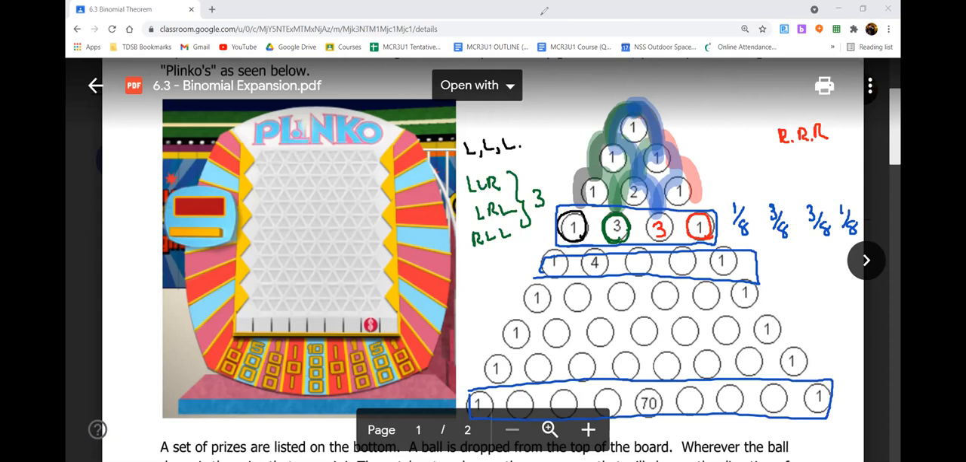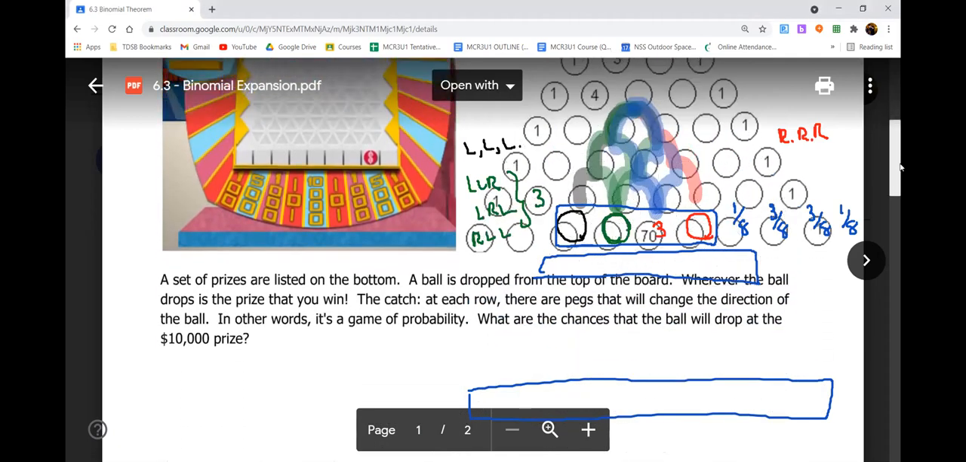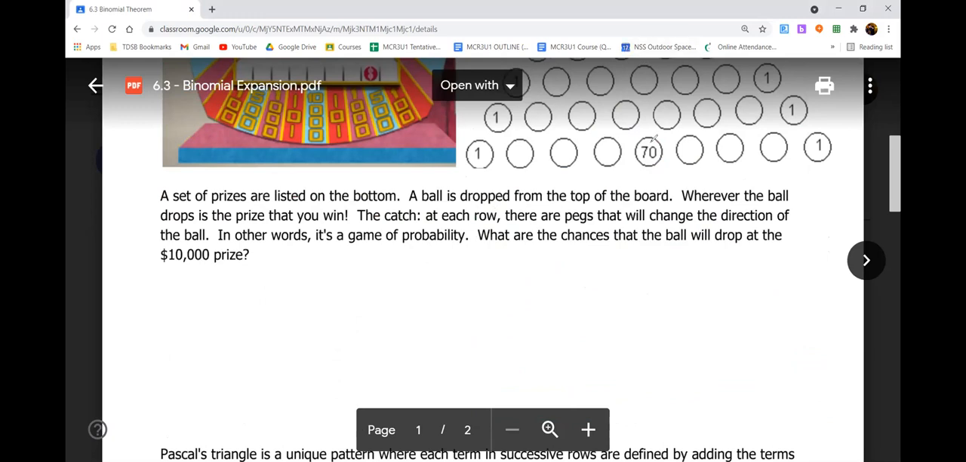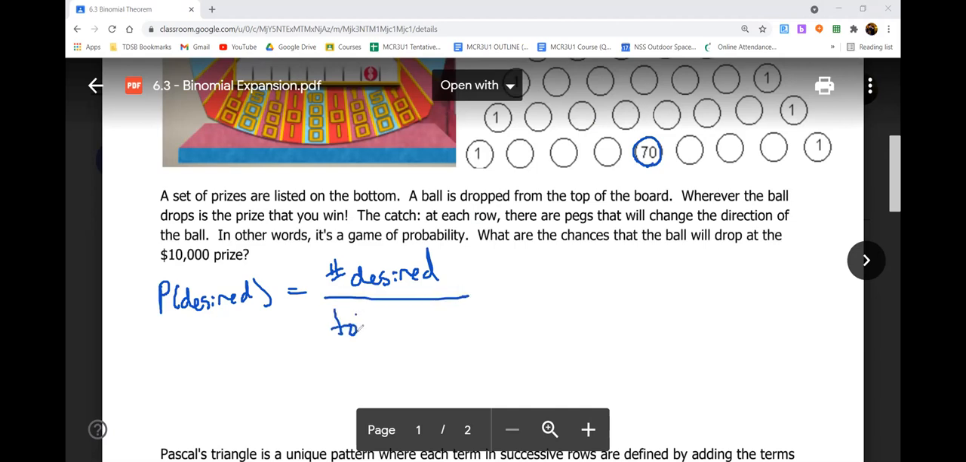So now that you have this as part of your repertoire, I'd like you to answer this question on the bottom. It says, what is the probability of getting the grand prize, which is the 70? Probability by definition, the probability of the desired outcome is going to be the number of ways to get the desired outcome over the total possible outcomes.